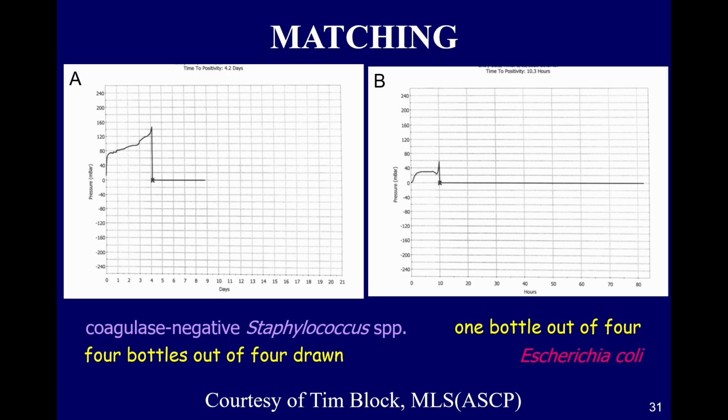Okay, which leaves us with what for A? What's the 2 answers for A? Coag-negative staph, and how many bottles? 1 out of 4. There's your value of collecting more bottles, right? You get increased volume, but the 1 out of 4 can help you differentiate a contaminant versus something that's probably more clinically significant. And these graphs show it pretty well.